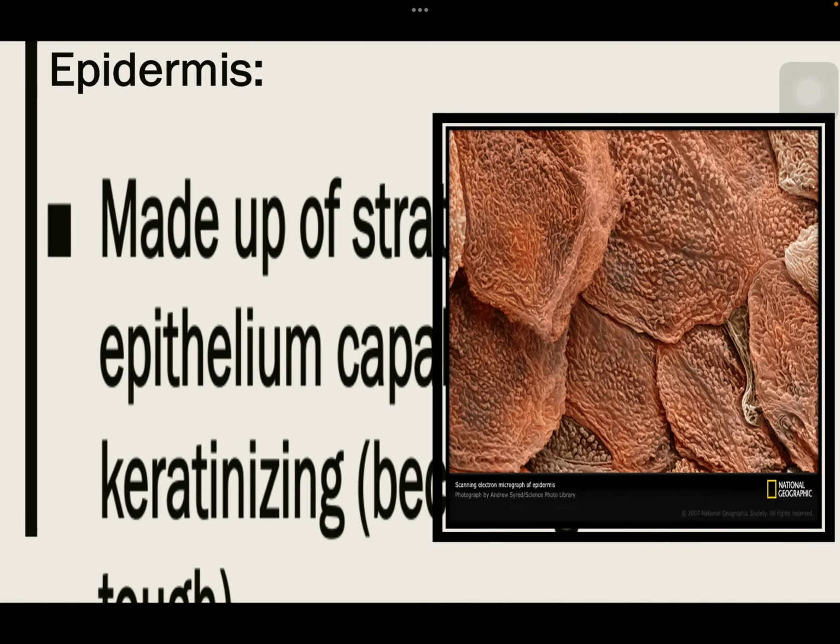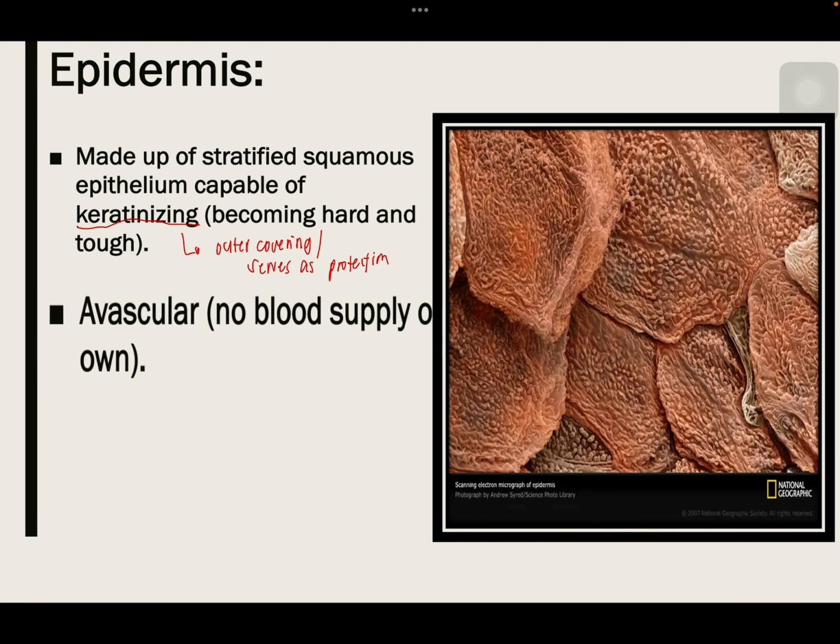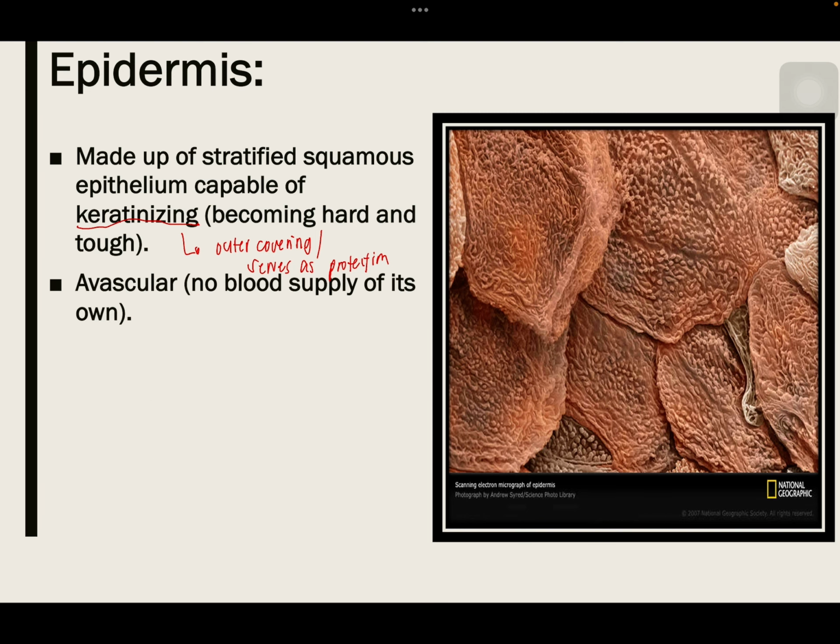The epidermis is made up of stratified squamous epithelium that is capable of keratinizing. Again, from our last discussion, keratin serves as an outer covering and serves as protection. It is avascular. It means that there is no blood supply of its own. That is why if you scratch yourself, your epidermis does not bleed, because it is avascular and has no blood supply.